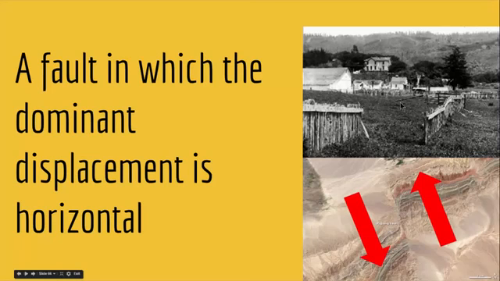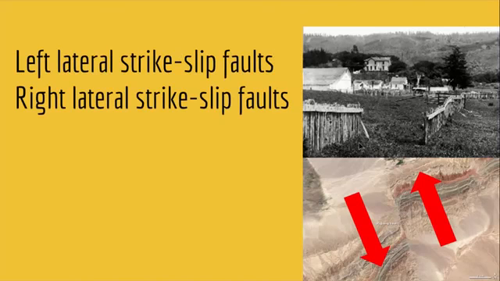If you stand right here, this side went to the right. The movement in the fault was horizontal. In other words, it was a strike slip fault. This side went to the right and this side went to the left, or it stayed the same. So strike slip faults are those faults in which the dominant displacement is horizontal. We have two types of strike slip faults: left lateral strike slip faults and right lateral strike slip faults.